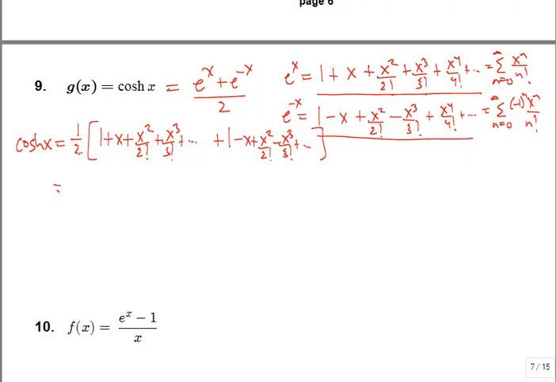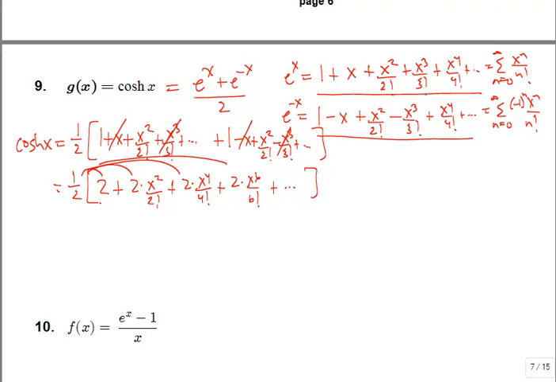So what's going to happen here? All of the odd terms will have opposite signs, and all of the even terms will double up. So this is going to be a 1/2. 1 plus 1 will be 2. We'll get 2 of these x squared over 2 factorials. We'll get 2 of the x to the 4th over 4 factorials. We'll get 2 of the x to the 6th over 6 factorials, etc. But all the odd ones cancel out. Now if I distribute my 1/2 across, I lose all those 2's. So this becomes 1 plus x squared over 2 factorial plus x to the 4th over 4 factorial plus x to the 6th over 6 factorial, etc.